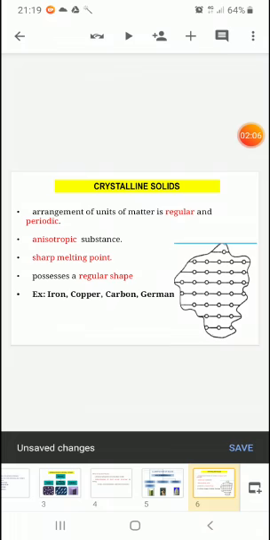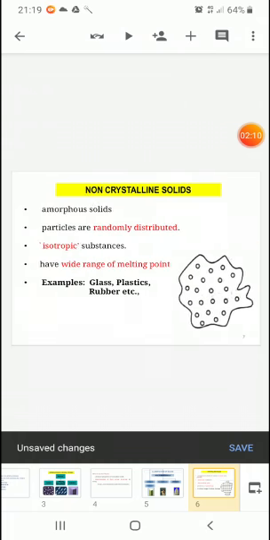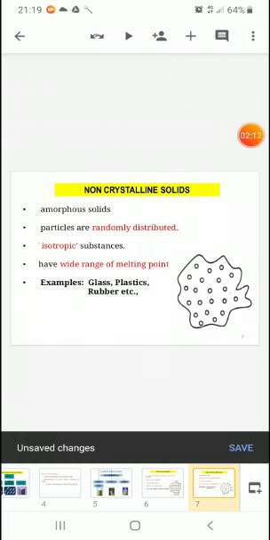Now, we have to see non-crystalline solid, that is amorphous solid. Particles are randomly distributed, isotropic in nature or isotropic substances. Non-crystalline solids have a wide range of melting point. Examples are glass, plastics, rubber, etc.